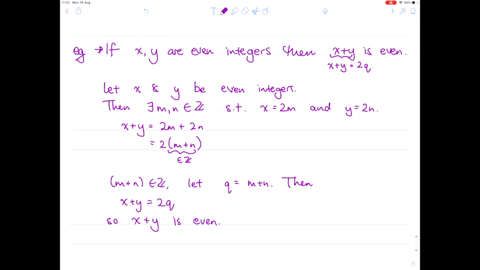So the way this proof worked was we assumed that it's true that if x and y are even integers, then x plus y is even, and we assumed that x and y were even integers, and therefore we could prove our conclusion.